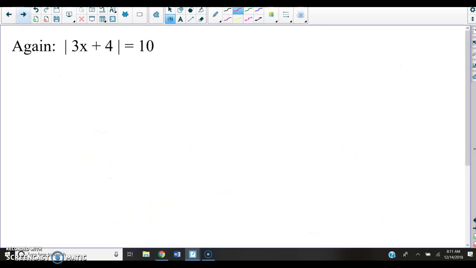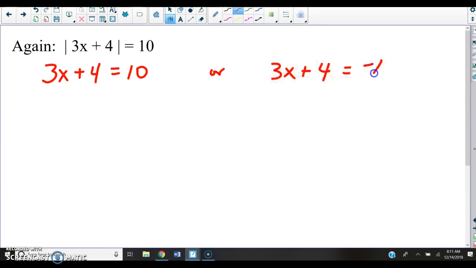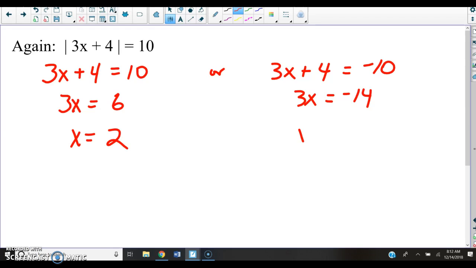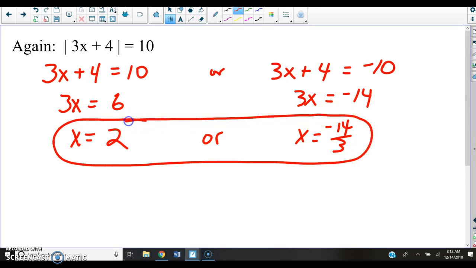On this one, we'd set 3x plus 4 equal to 10. And the other option is that stuff, 3x plus 4, was negative 10. And simply solve both those easy equations. Subtract 4, we get 6. Divide by 3, we get 2. Here, when we subtract 4, we get negative 14. When we divide by the 3, we get an improper fraction. So there are the two options. Again, notice they are not 2 and negative 2. But we split them up and get two problems out of one.